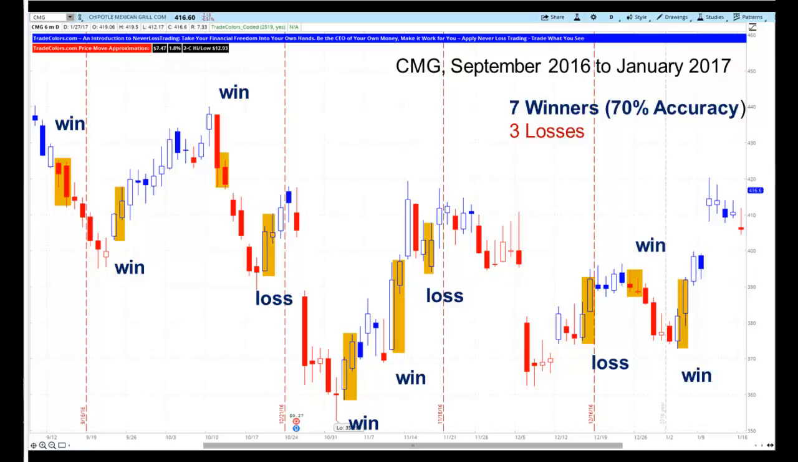So how did it pan out? We had 7 winners and 3 losses. That is above our minimum threshold that we spelled out together, 65%. So we had, by the system, a 70% accuracy for those trades.